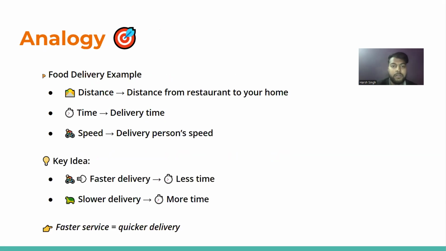Now I'm going to teach this with the help of an analogy. We will take the food delivery example. Imagine you ordered food from a restaurant. Distance is the distance between the restaurant and your home, time is the delivery time, and speed is the delivery boy's speed. Now think, if the delivery person is very fast, your food will arrive very quickly. If he's slow, then you have to wait much longer. So the key idea is, the more the speed, the less the time, and the less the speed, the more the time. This is a simple relationship, and that is the base of all the questions from this chapter.